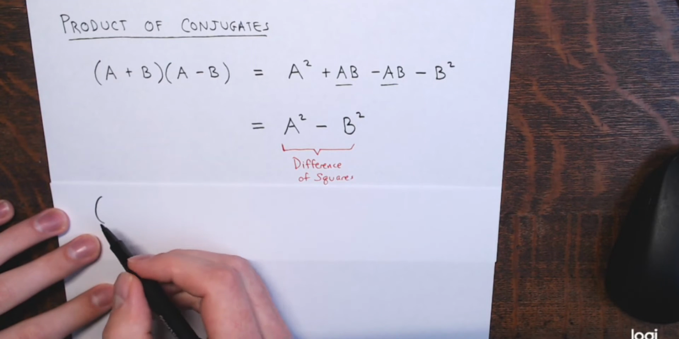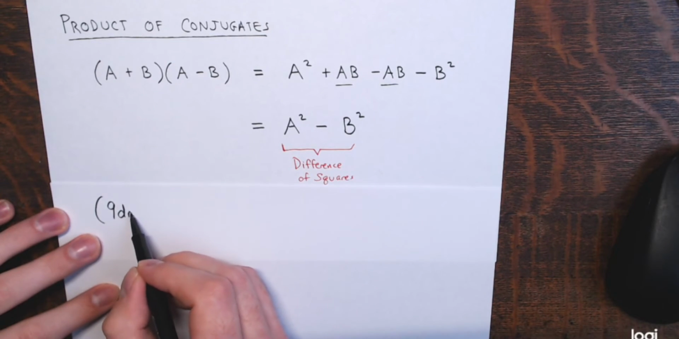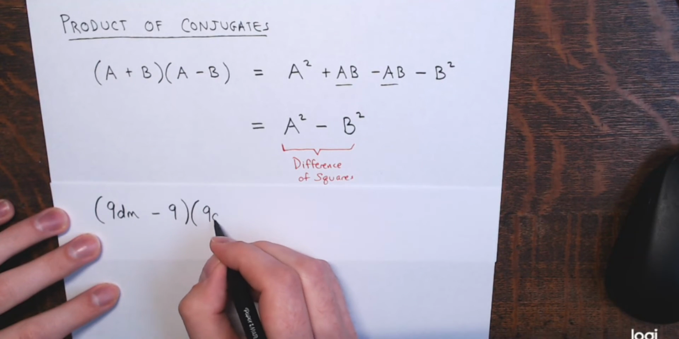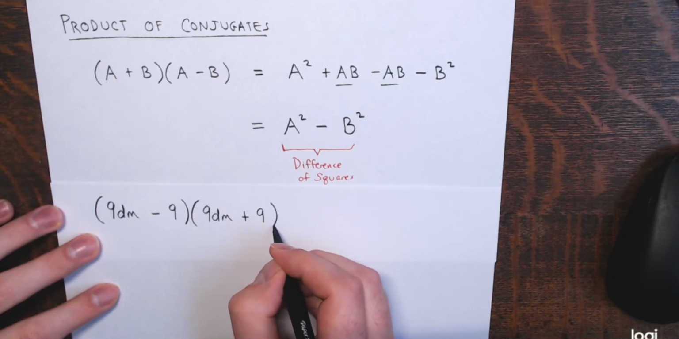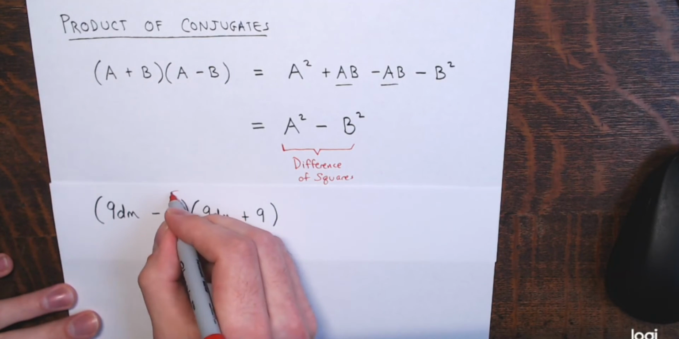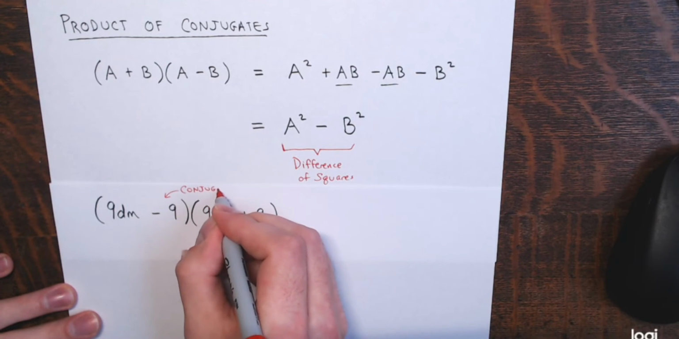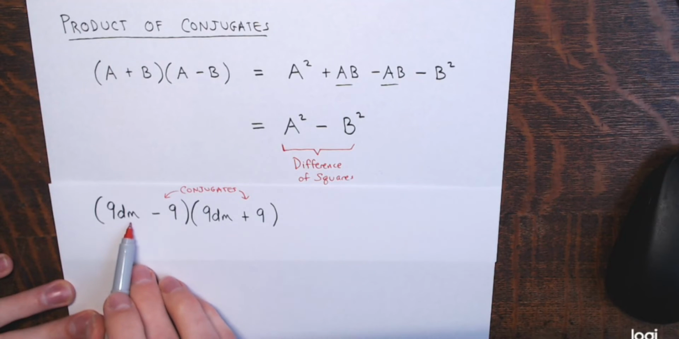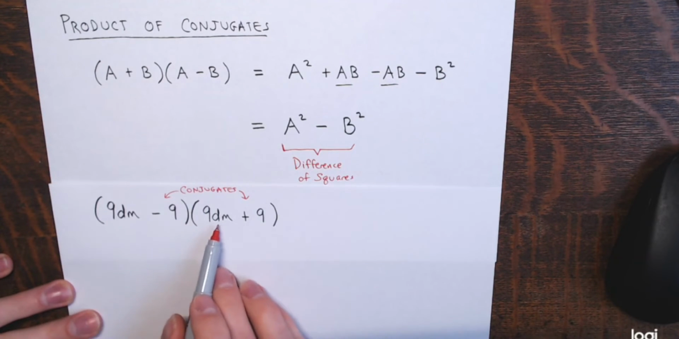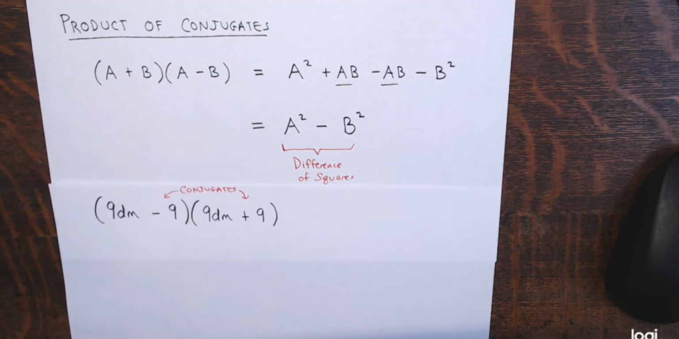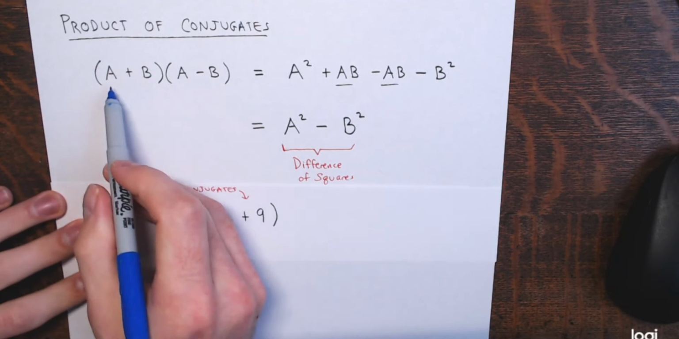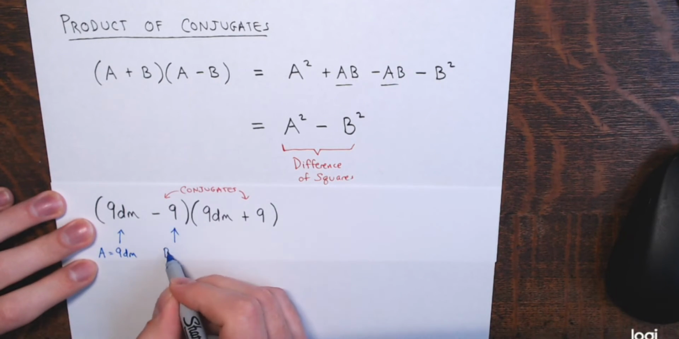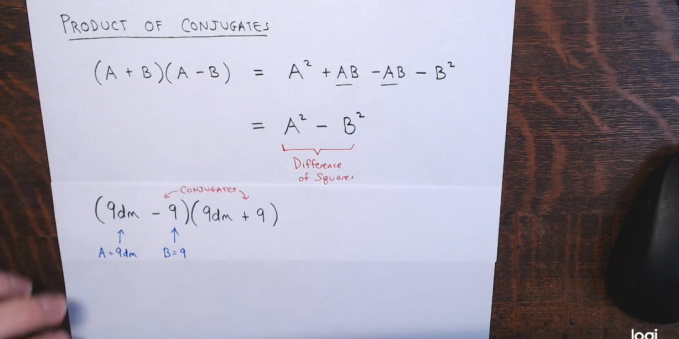So an example of this is, here we have 9dm minus 9 times 9dm plus 9. And you see how these are conjugates, these two factors. They're basically the same thing, except one has a minus in the middle, the other has a plus in the middle. But they both have 9dm and 9. And so that's the a and the b from my formula. All right, a plus b, a minus b. The capital A is this 9dm, and then the capital B is this 9, right? So it's a minus b times a plus b.